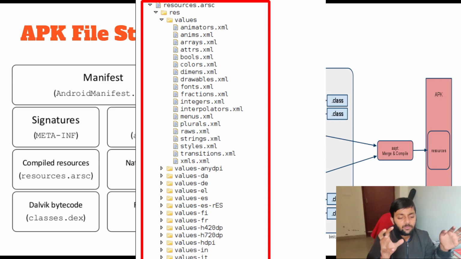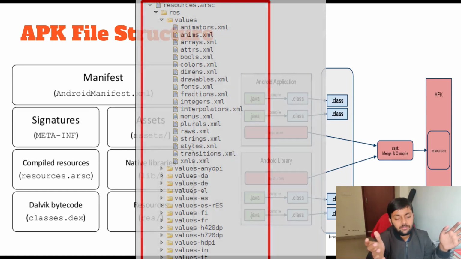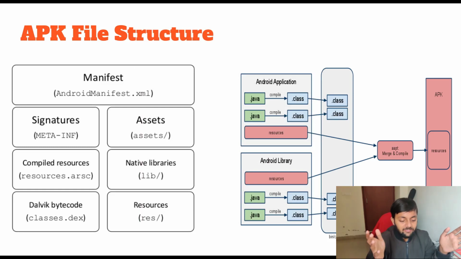So all these are compiled into one resources.arsc file. Then there are native libraries. A lot of apps use libraries, so these could be third party and native libraries. All these are compiled into one lib folder.